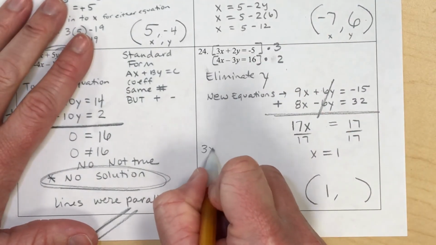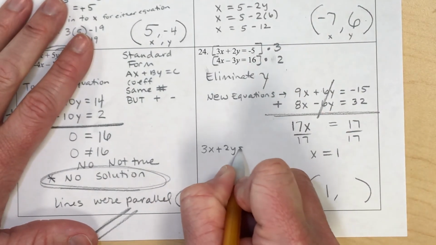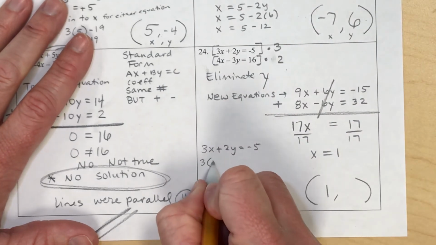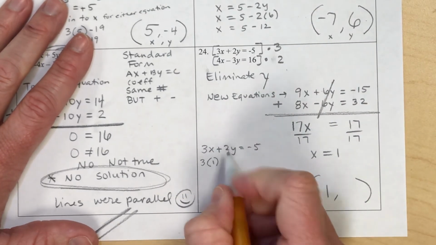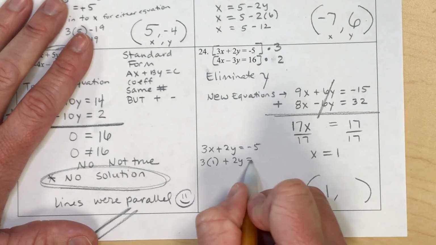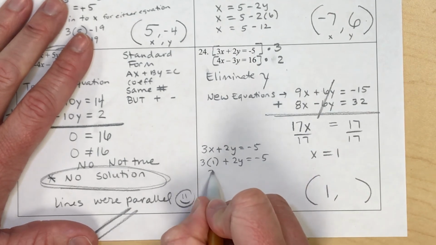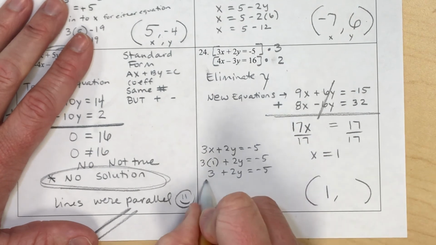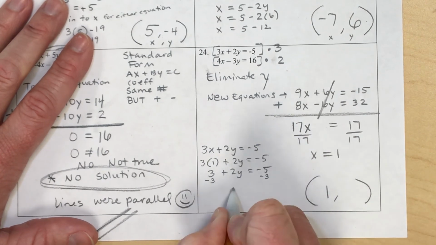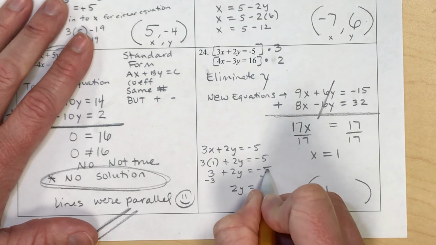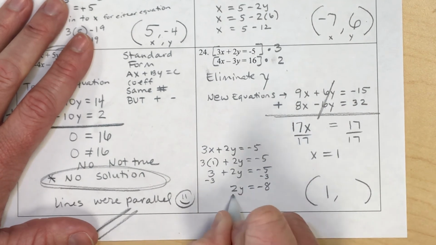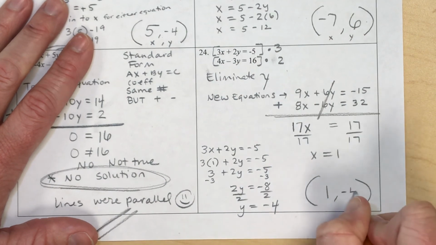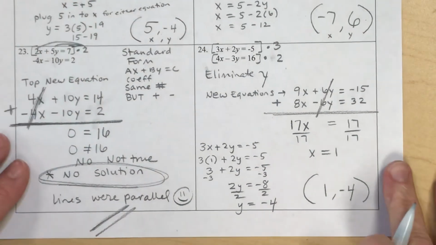So 3x plus 2y equals negative 5. It doesn't matter which one you pick, but we're going to substitute in a 1 for x. Notice parentheses again, those are going to come up a lot when you evaluate. 3 times 1 is 3. Now I'm going to subtract 3 to solve for my y. Negative 5 minus 3 is negative 8, and if I divide both sides by 2, I get negative 4. And there's our solution, guys.